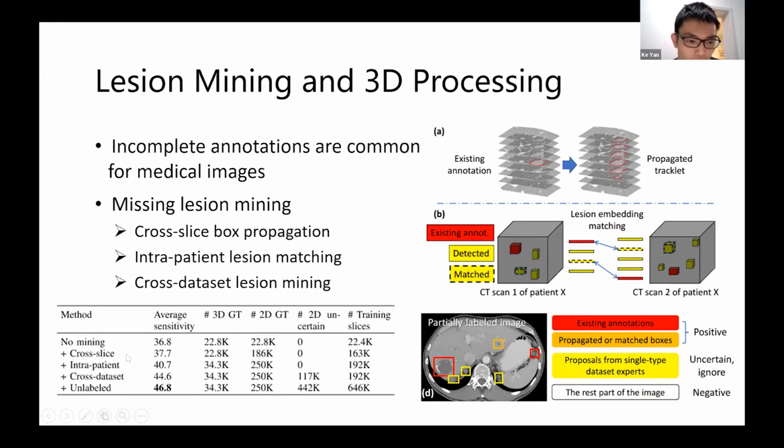So after these 3 lesion mining strategies, we can see that our average sensitivity improved from 36 to 46, almost 10% improvement. And we also find at first we have 20,000 ground truth annotations, and after this lesion mining, we have 10,000 more.